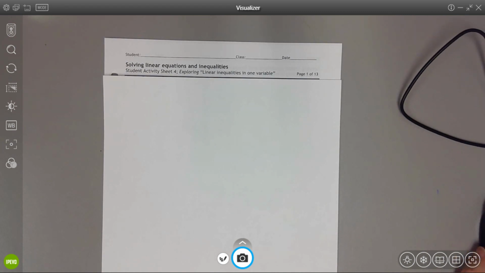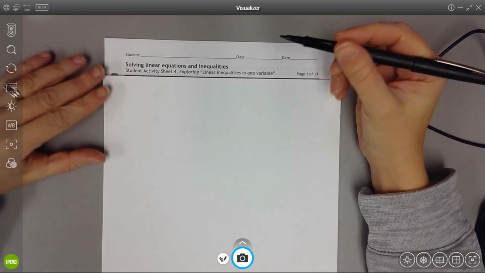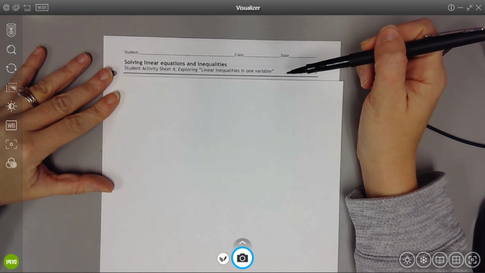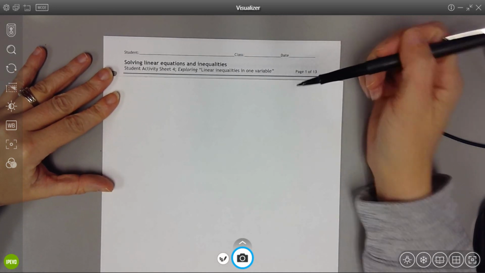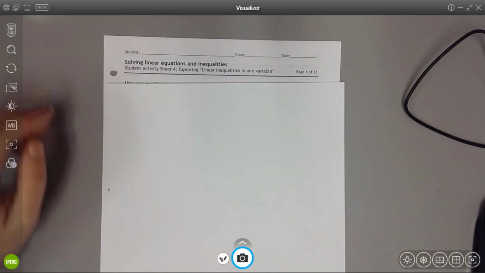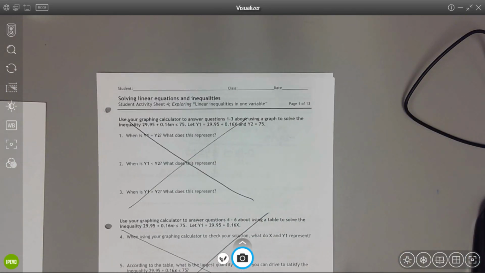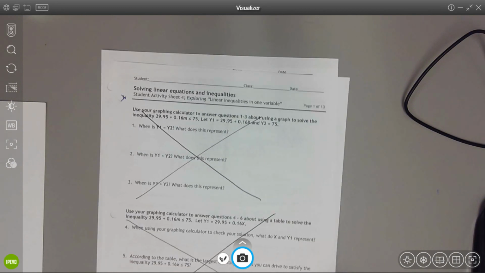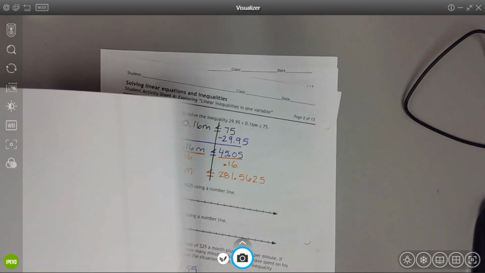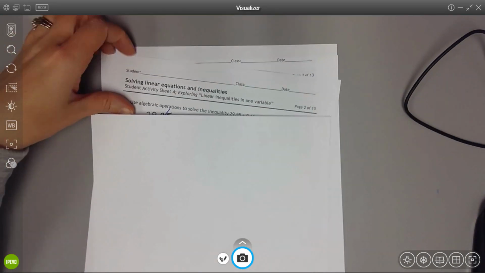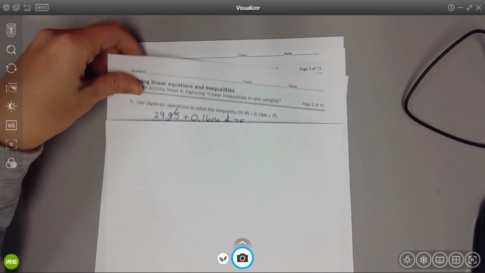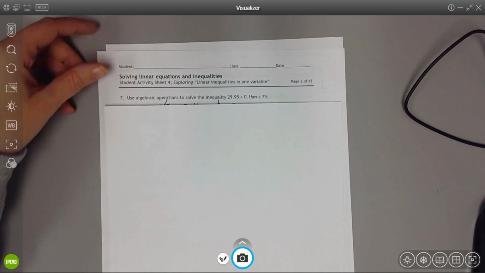Okay, here we go, folks. So this is topic 8, student activity sheet 4, exploring linear inequalities in one variable. Okay, I want you to go ahead and cross off those first two problems. We're going to skip through that. And I want you to head to the back side. And we're going to start with question 7, which is really like the third problem.